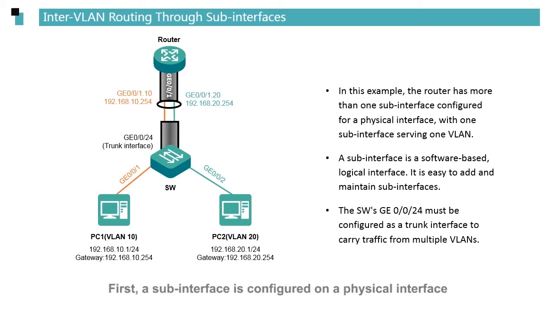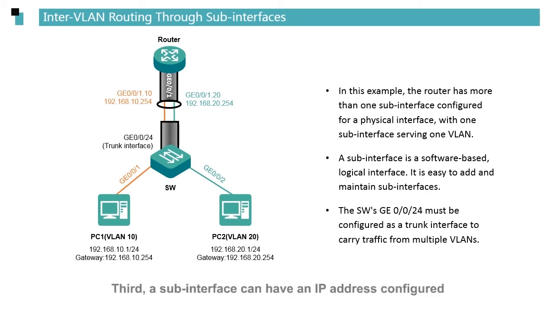First, a sub-interface is configured on the physical interface. For example, if you configure a sub-interface for GE0/0/1, then the sub-interface can be GE0/0/1.x, x being any digit. Second, a sub-interface is a software-based logical interface. It does not physically exist.